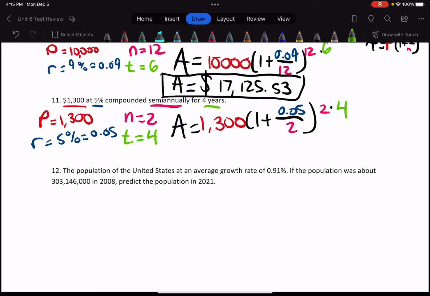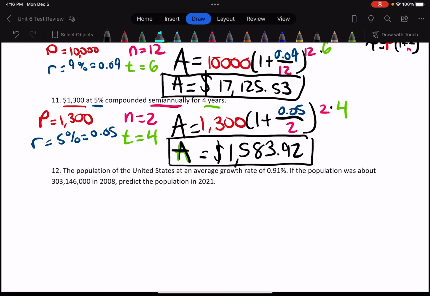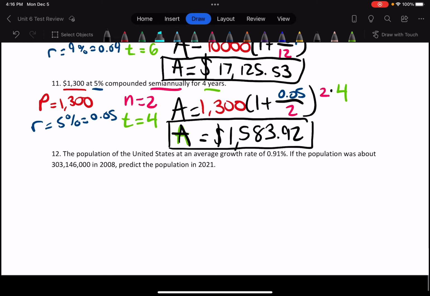So in my calculator, I've got 1,300 multiplied by 1 plus my fraction of 0.05 divided by 2, closing those parentheses, raised to the power of 2 times 4. So that means after the 4 years, we're going to have $1,583. And it says 0.9237, so I'm going to round this to 92 cents. Not bad. So that means that we gained $283.92 just by leaving it in that account for 4 years.